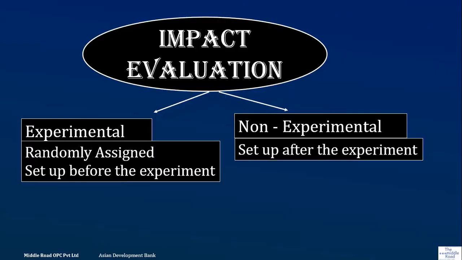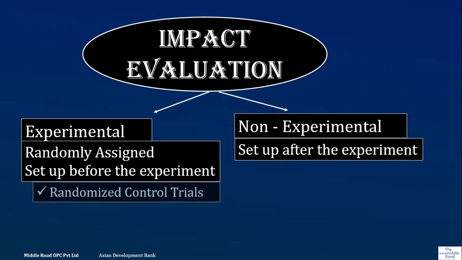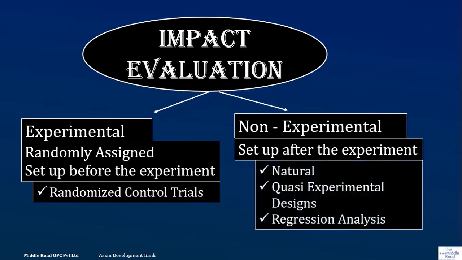So when we talk about impact evaluation, what are we talking about? It's divided into two: experimental and non-experimental. Experimental is whenever we're talking about randomized controlled trials. These are basically experiments which come under experimental evaluation, and here the things are done right before the experiment. Now when you're talking about non-experimental, a lot of settings are done after the experiment.